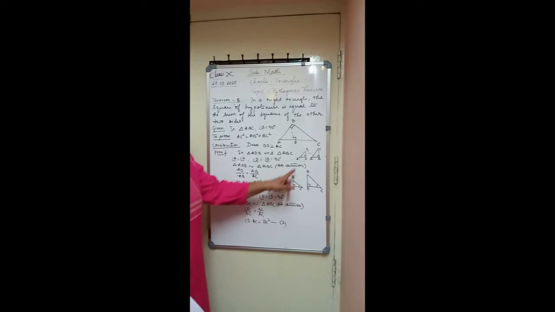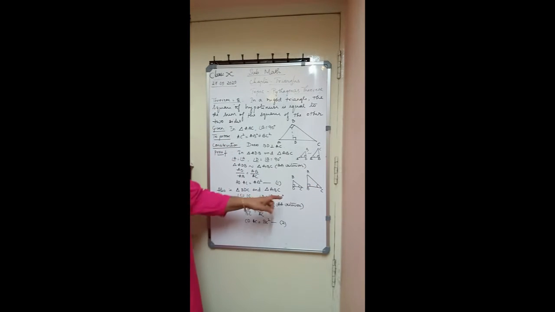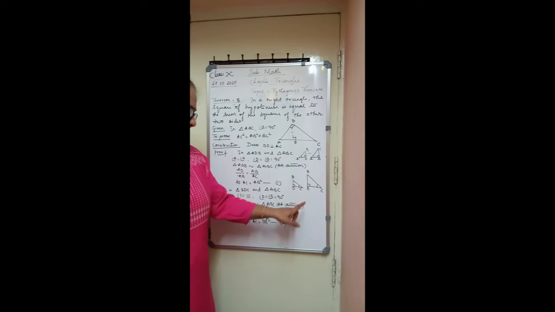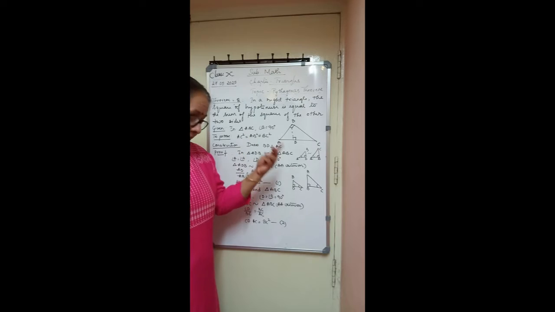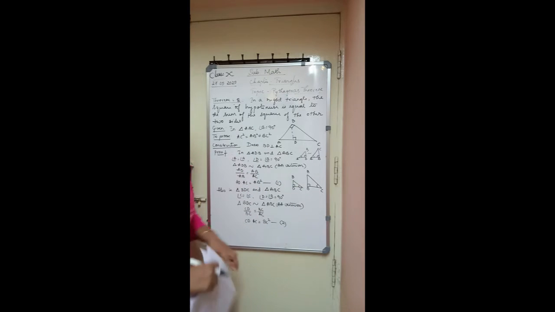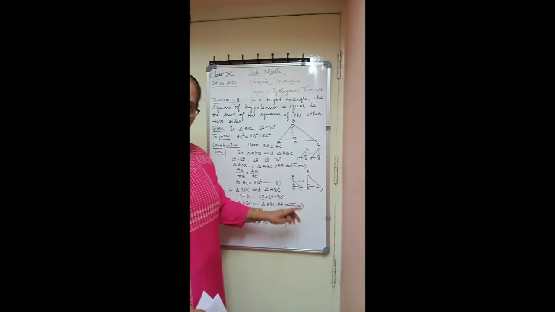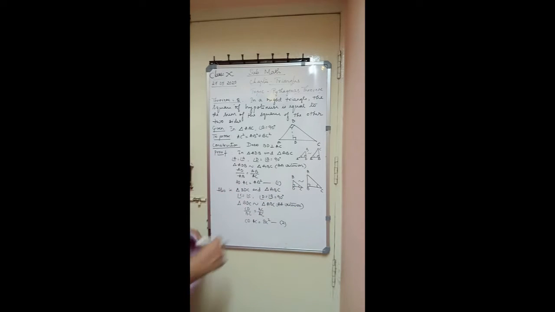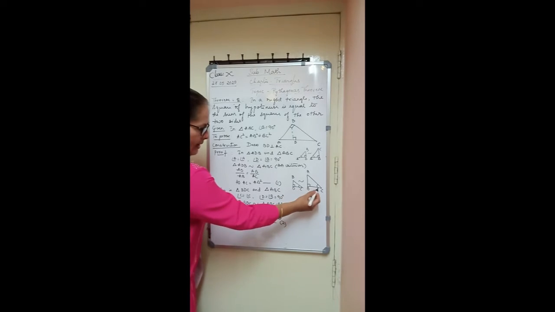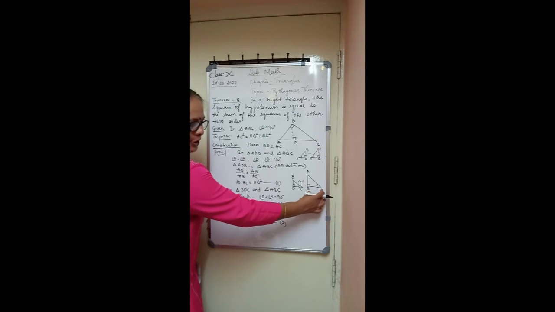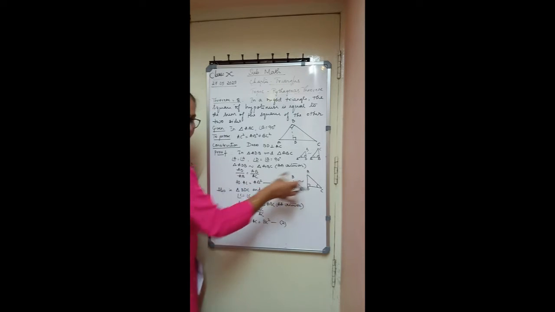Now take the two triangles BDC and ABC. In that, angle D is 90 degrees and in ABC B is 90 degrees. Angle C is common for both the triangles. So by AA criterion, these two triangles are similar, BDC similar to triangle ABC. When the two triangles are similar, once again their corresponding sides are proportional. So you can write CD by BC equals BC by AC.